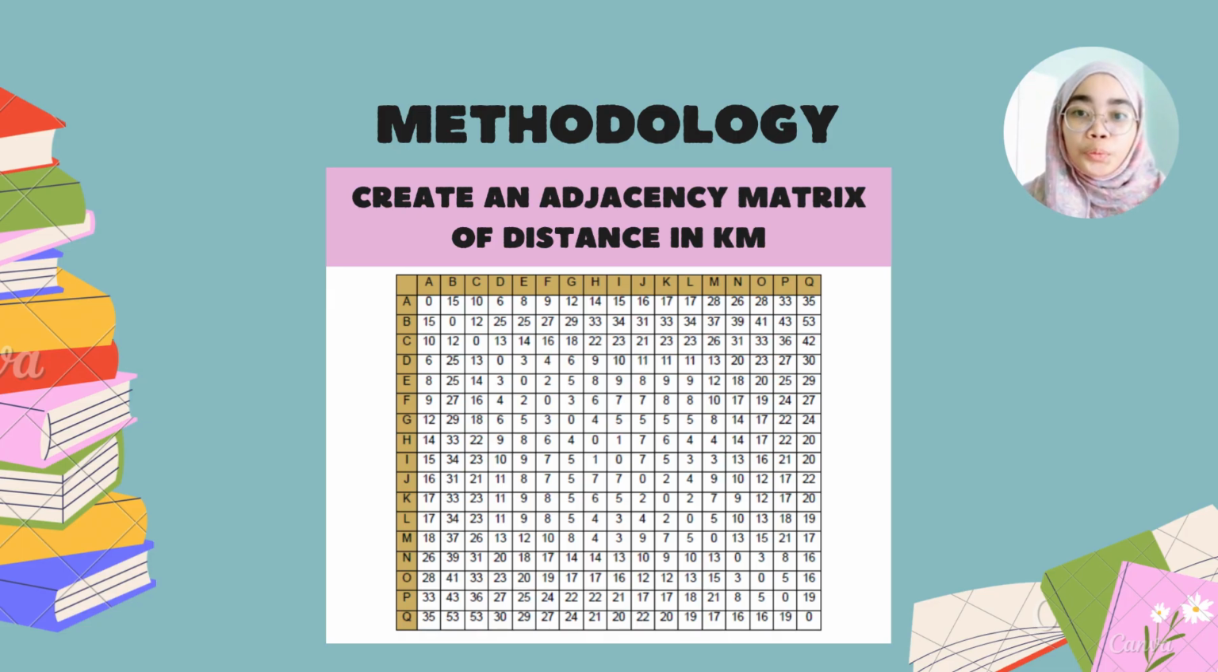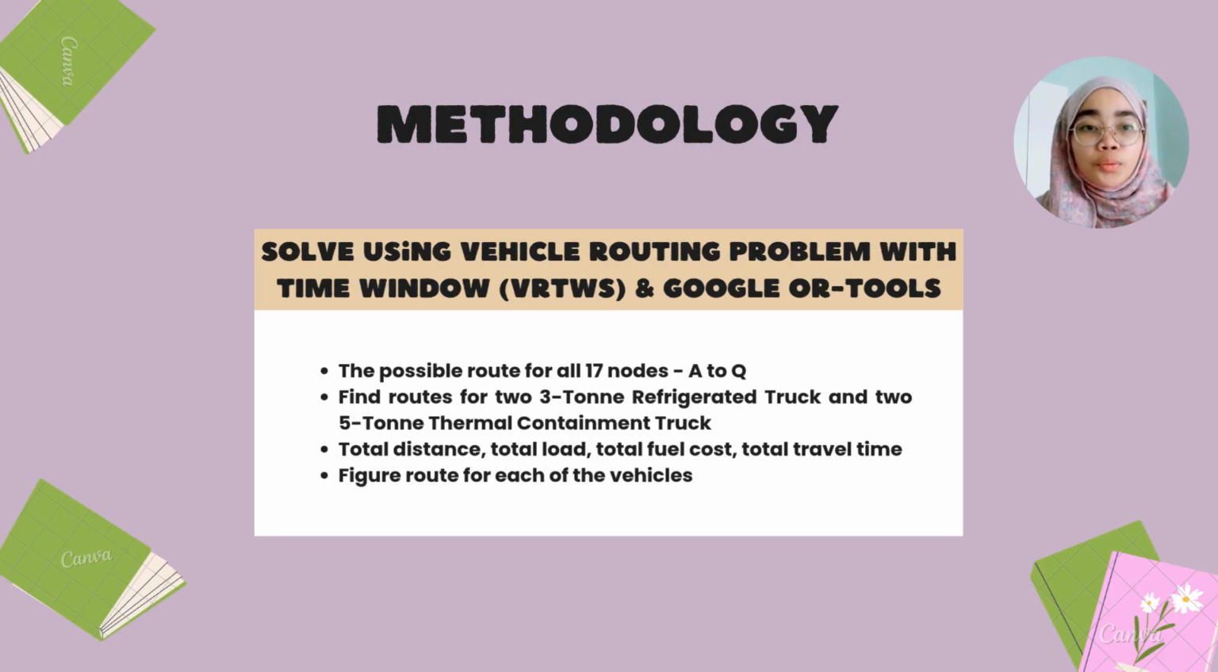Next, we will continue with the second methodology, which is to create an adjacency matrix of distance in kilometers. It is shown here, the matrix of distance in kilometers for all of the 17 nodes from A till Q. And the last methodology is we solve it using the vehicle routing problem with time windows, VRPTW, and also Google OR-Tools. We use Python coding to solve this case study problem.